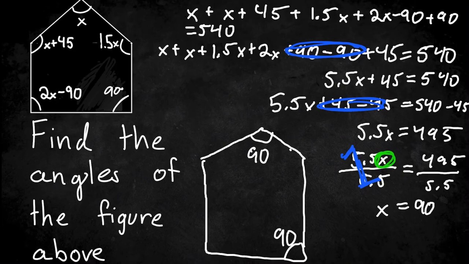We know this one is already 90. 2x, which is 180 degrees, and 180 minus 90 is 90. Then you have x plus 45, which is 90 plus 45, and that is 135 degrees. Then you have 1.5 times x, or 90, and that is 135 degrees.